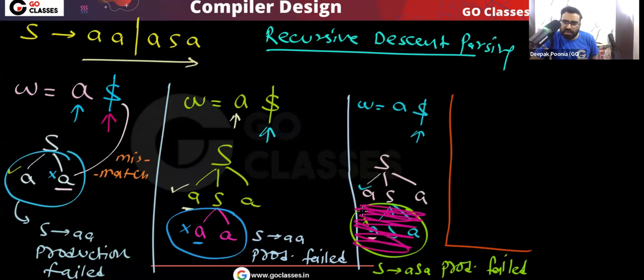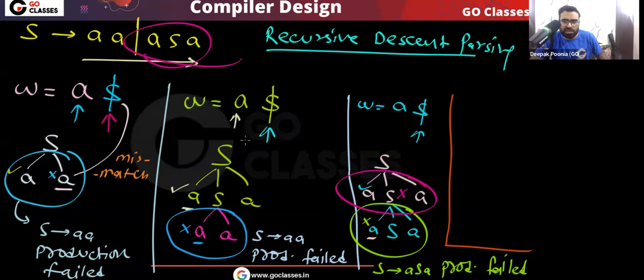Because this production has failed, you will undo your bad choices, you will remove this. You will backtrack, you will go to this S, and ask, do you have any other production to try? This S will say no, I don't have any other production to try. So this S will say, I have failed because all my productions have failed. Now from the first S's point of view, this production aSa also has failed.